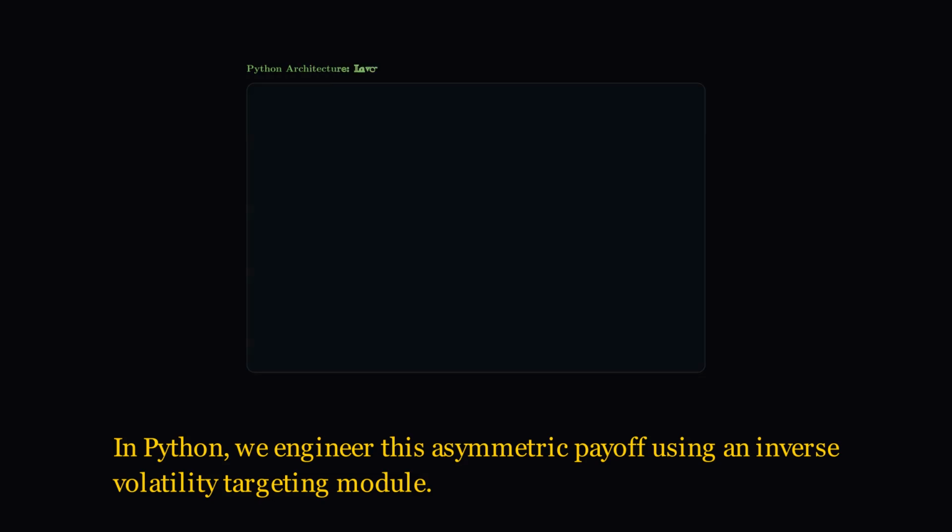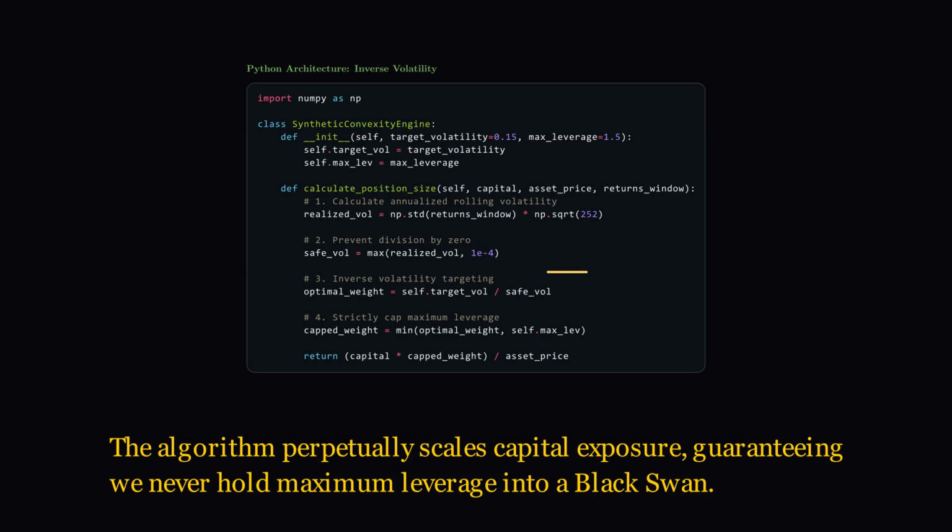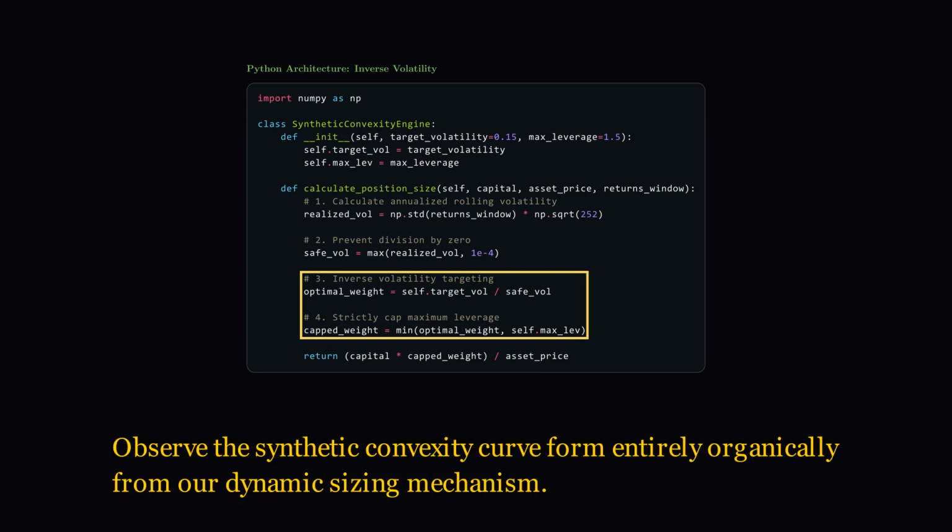In Python, we engineer this asymmetric payoff using an inverse volatility targeting module. The algorithm perpetually scales capital exposure, guaranteeing we never hold maximum leverage into a black swan. Observe the synthetic convexity curve form entirely organically from our dynamic sizing mechanism. We have engineered the exact asymmetrical protection of an options portfolio, entirely free of theta decay.